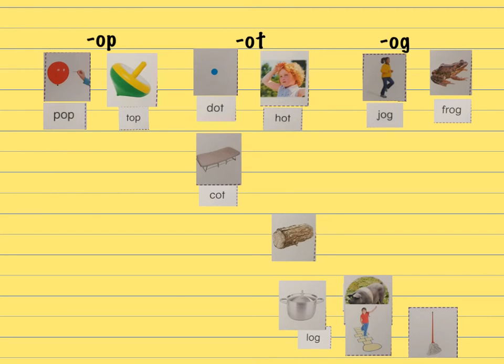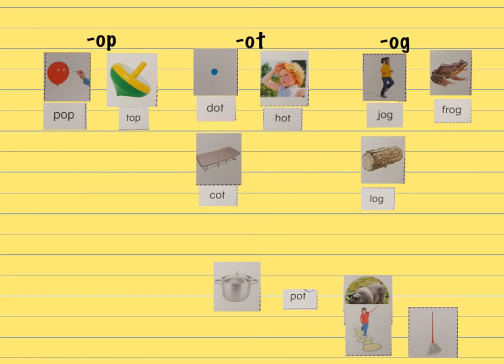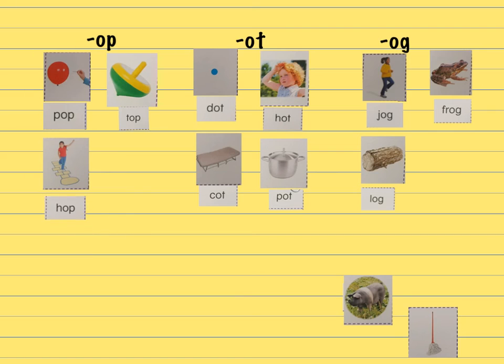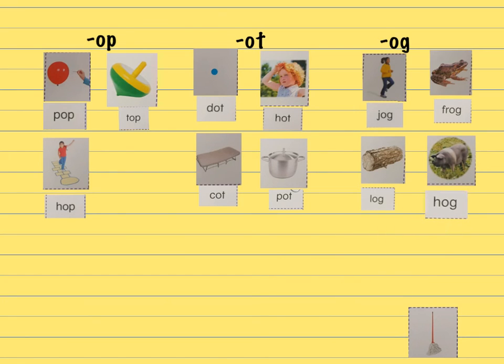Log also has the og sound, so it's going to go in the OG family. Pot, I hear the ot, so it goes in the OT, ot family. Hop is my next piece, and I hear the op sound, so it's going to go in the OP, op family. Hog, I hear the og, so it goes in the OG family. And last, mop, I hear the op sound, so it goes in the OP, op family.